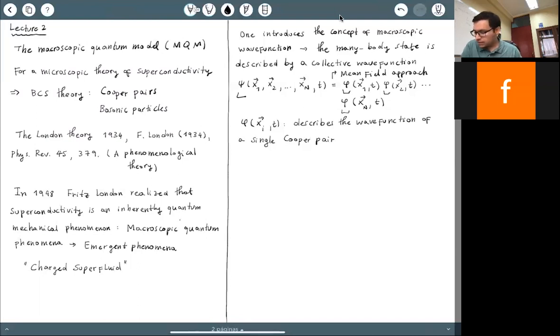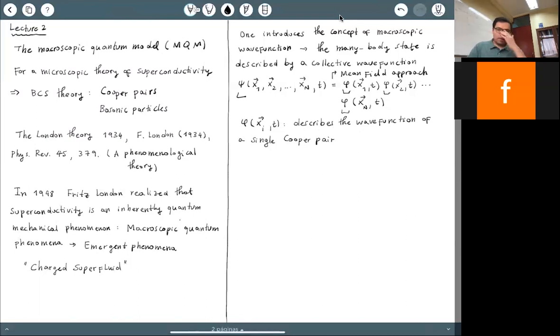And then this mean field approach is very common when you have a condensate. This is very useful when describing Bose-Einstein condensation, for instance. You also propose a wave function like this. And in that case, what appears is the famous Gross-Pitaevskii equation, which is a nonlinear Schrödinger equation exactly for describing the dynamics of the mean field, this field that we are introducing here, which is the macroscopic wave function. Okay.